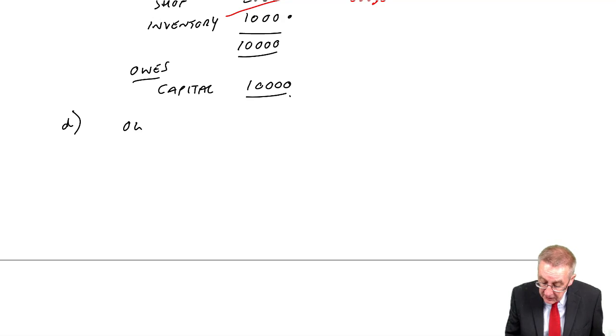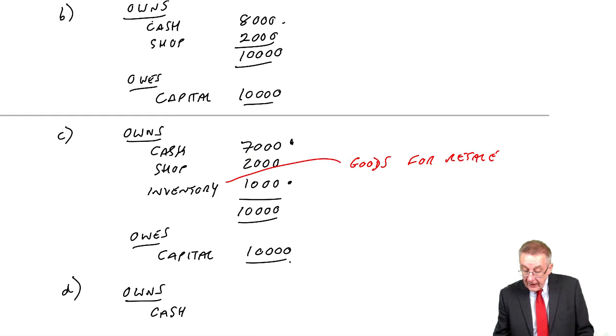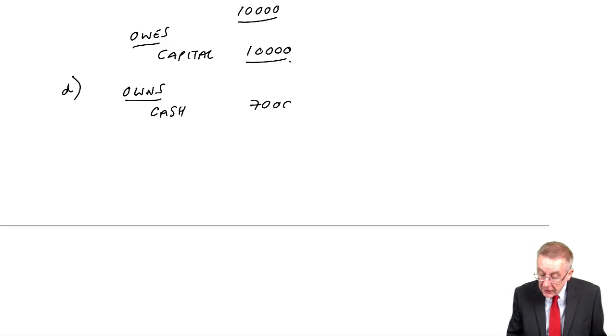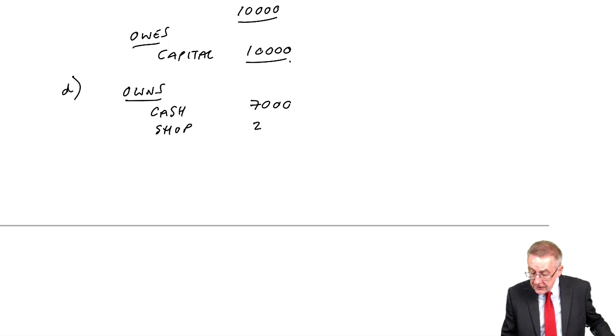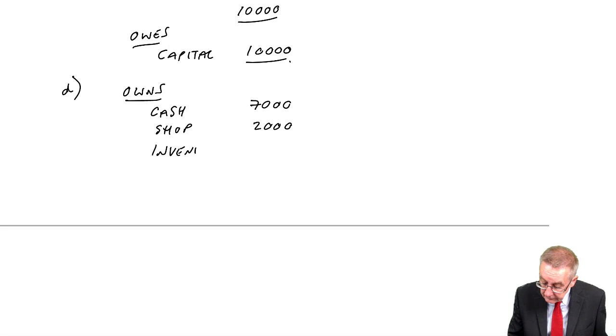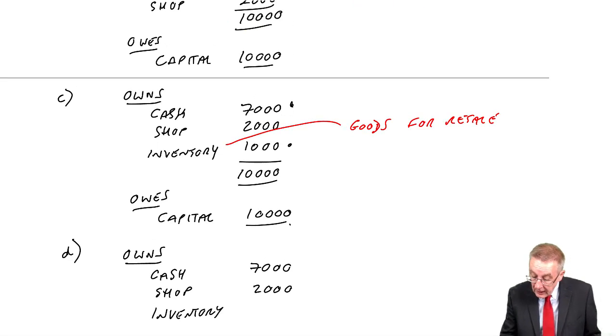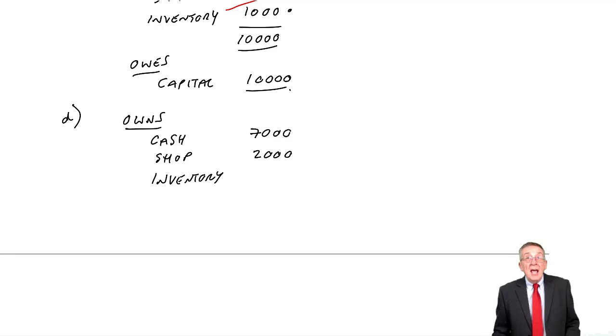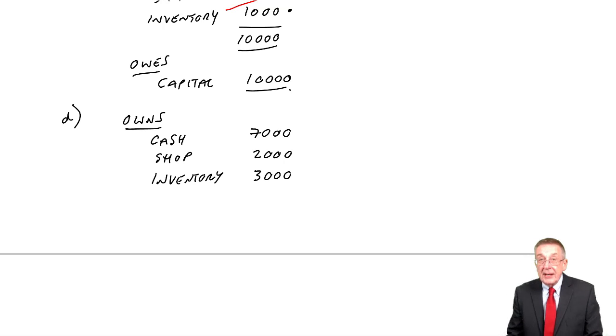So let's do our list again. What do we own? We've still got cash, and it's still 7,000. We haven't yet paid for these goods, so cash doesn't change. We've still got the shop. The shop, I think, was it 2,000? Inventory. Well, we did have inventory of 1,000, but we've now bought more goods for another 2,000. And so the inventory is 3,000, and there's the first effect of the transaction. The inventory has increased. And so our assets are 12,000.